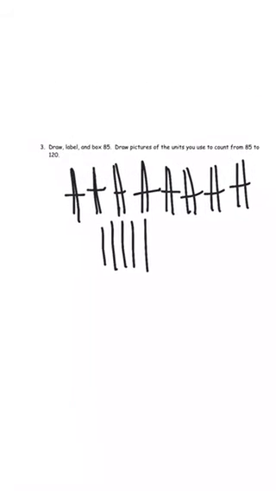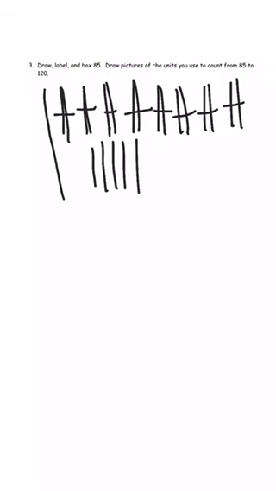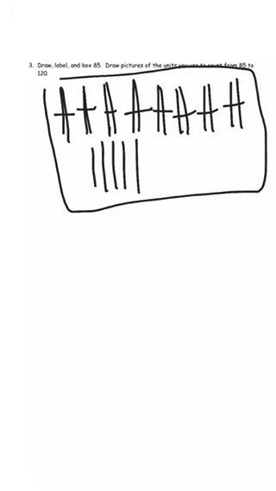So this is what we're going to do. This is a group of 10, and we just said that a 10 is bundled sticks, and so that's what the rubber band is. So 10, 20, 30, 40, 50, 60, 70, 80, 81, 82, 83, 84, 85. So we put a box around 85.